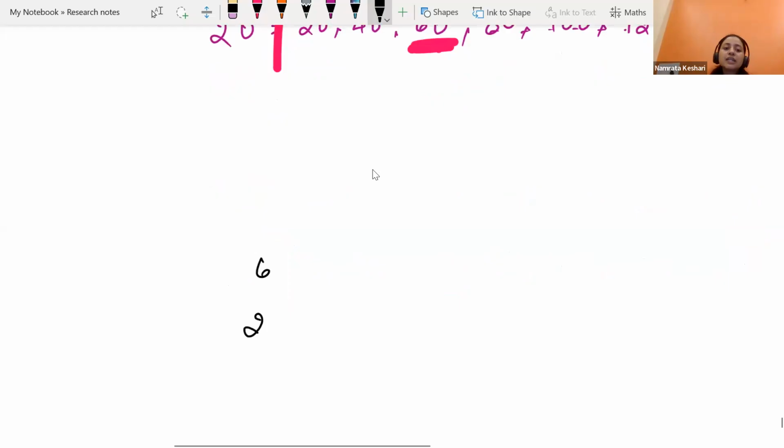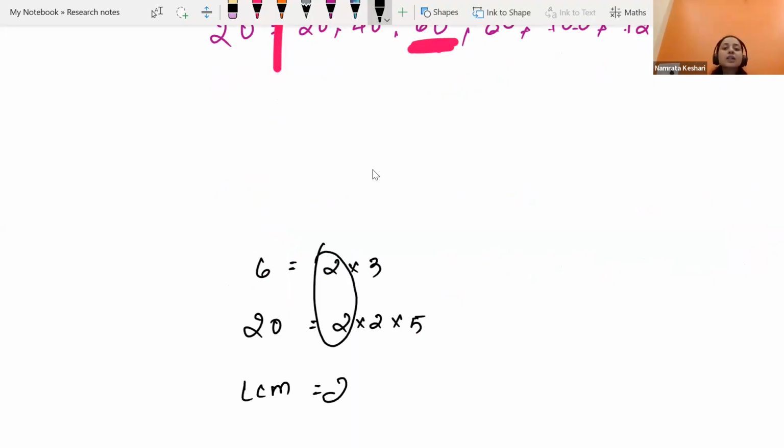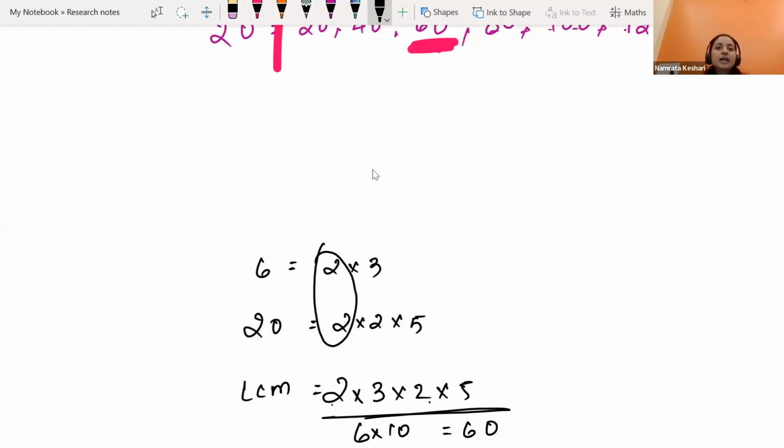It's the LCM of 6 and 20, how do we find it? 6 is 2 into 3, and 20 means 5 into 4, so 2 into 2 into 5. LCM means first we write the common factor, that is 2, and then all the extras if nothing is common after that. So all the extra: 3, 2, 5. Let's multiply. 3 into 2 is 6, 5 into 2 is 10. LCM is 60, right? Yes, ma'am.